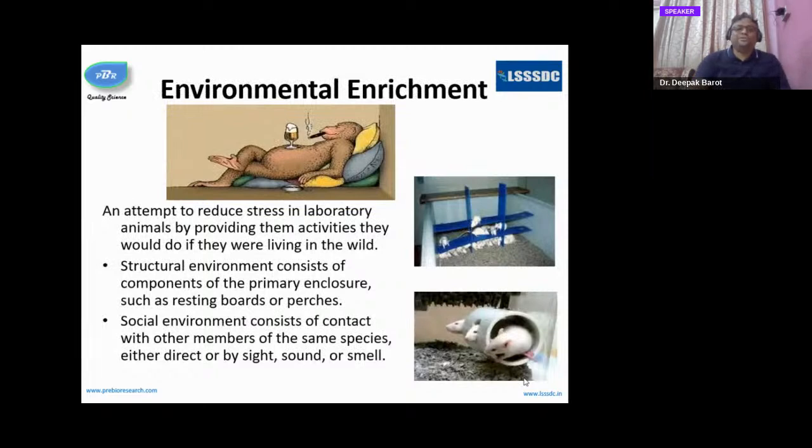This is called enrichment, environment enrichment. Of course, we don't want you to serve beer and other things to your animals. But yes, this is just an example to showcase what an enrichment is. It means you are at your leisure, right?